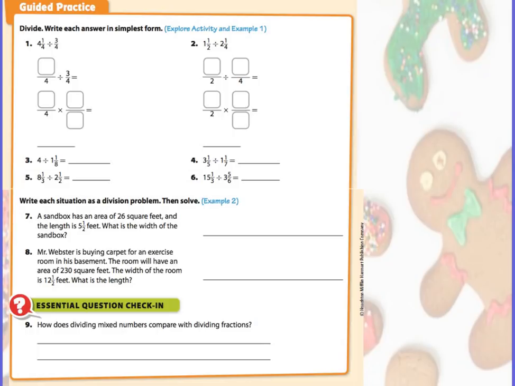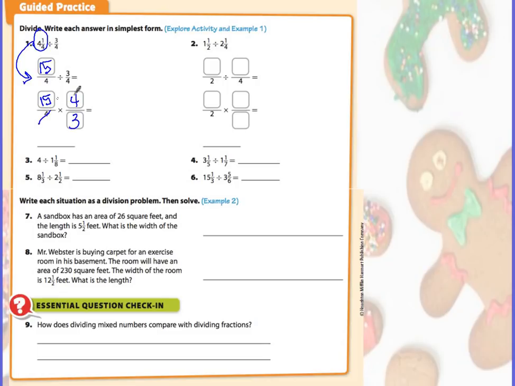Alright, so the last thing that I would like you to do is these guided practice problems. Make sure you're following through step by step. So here it's literally showing you that your first step is to make this improper. So here it's saying I have 4 times 4 is 16 plus 1, so this becomes 15 fourths. So then this is 15 fourths times 4 thirds. Okay, and then it's up to you.